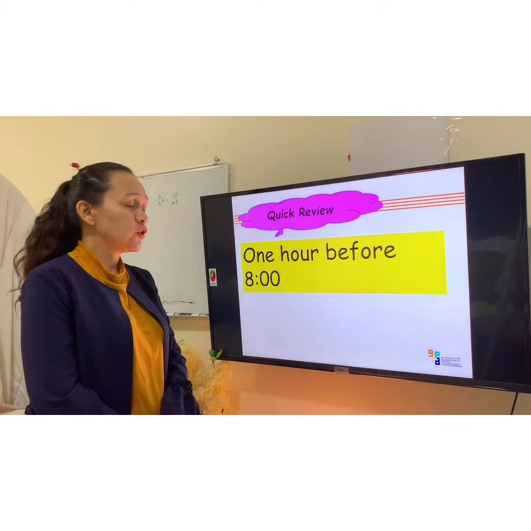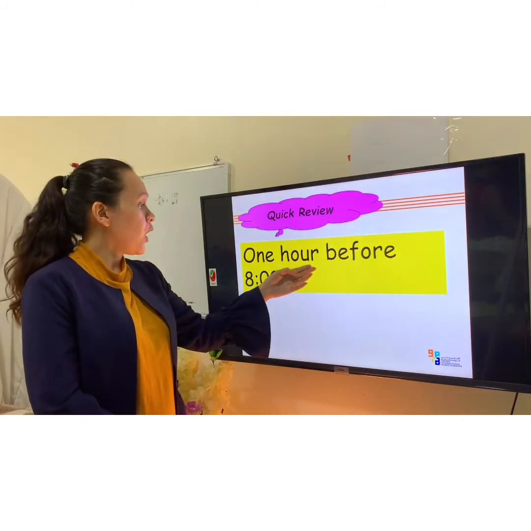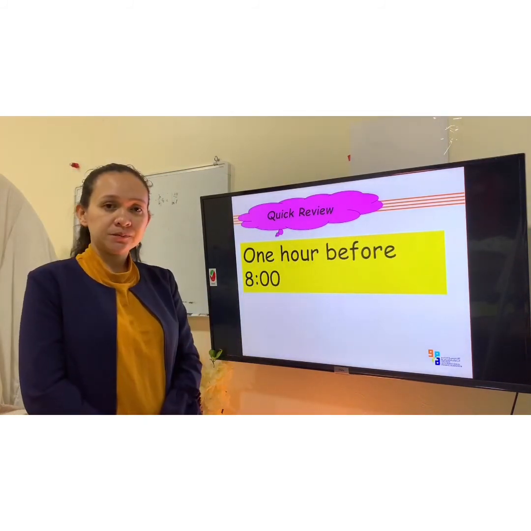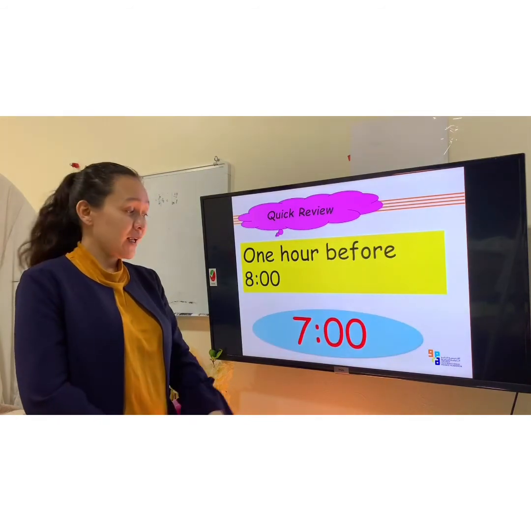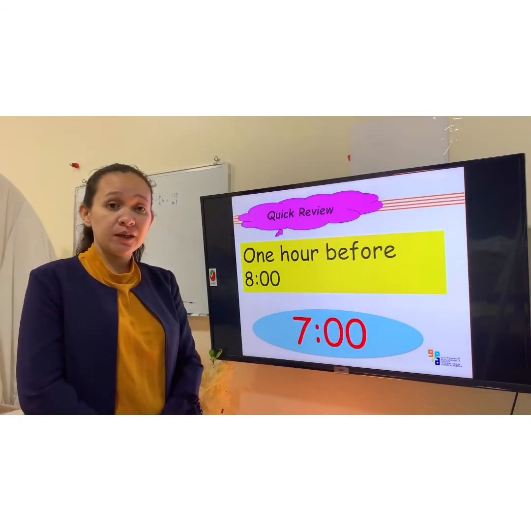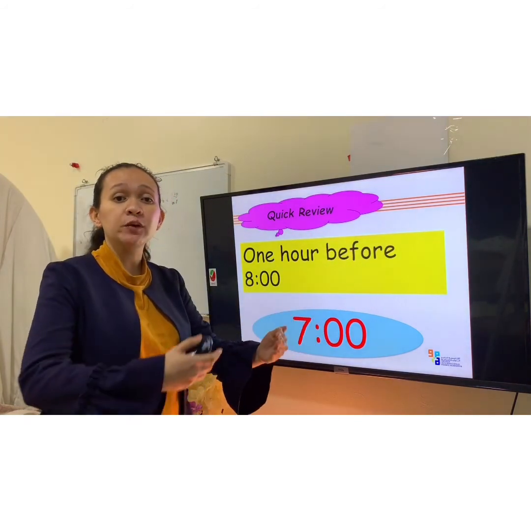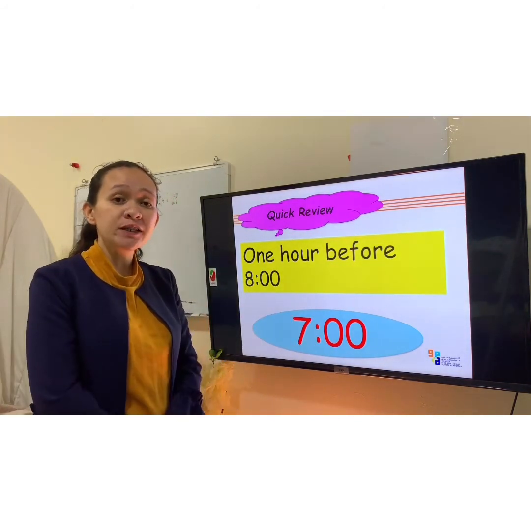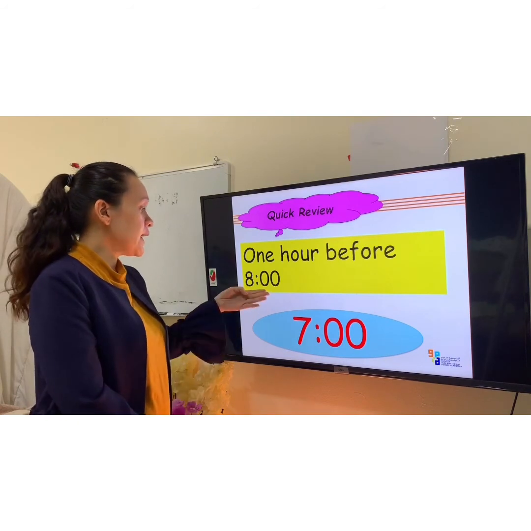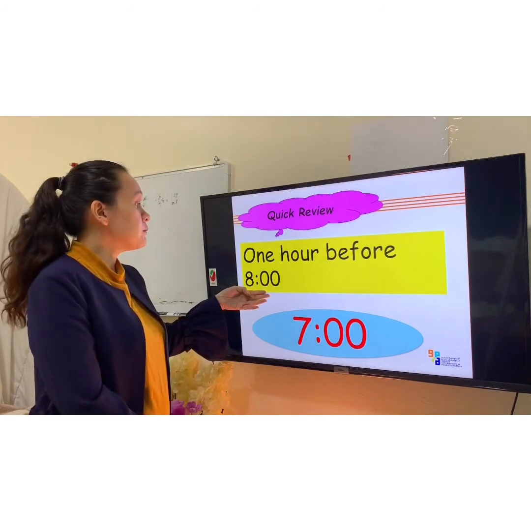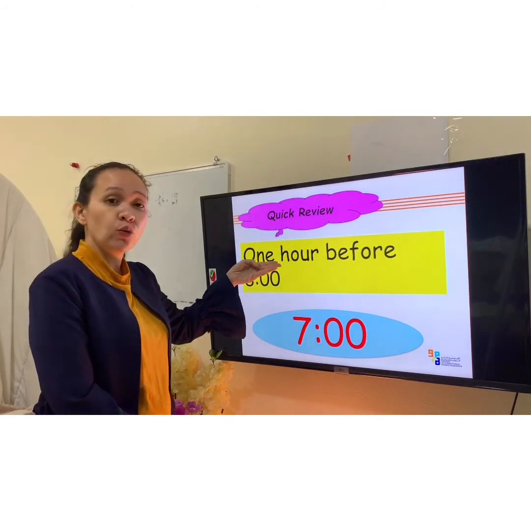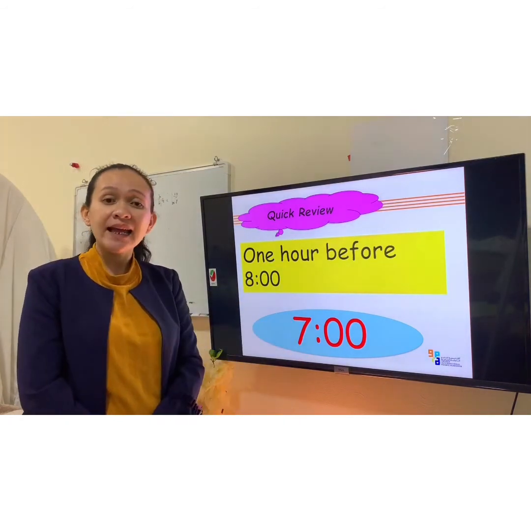Let's move to the second question. 1 hour before 8. What is your answer? The answer is 7. Because the word here is before, it means you're going to count back or you're going to minus. Since 8 is here, you are going to minus 1 from 8. So the answer is 7.